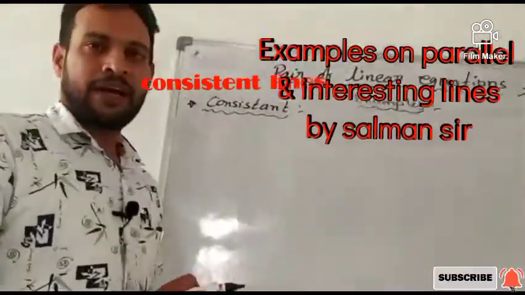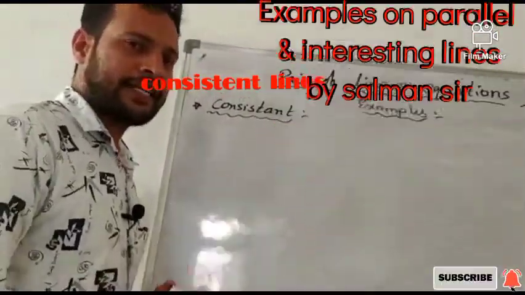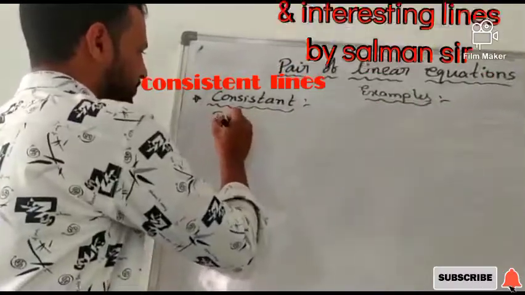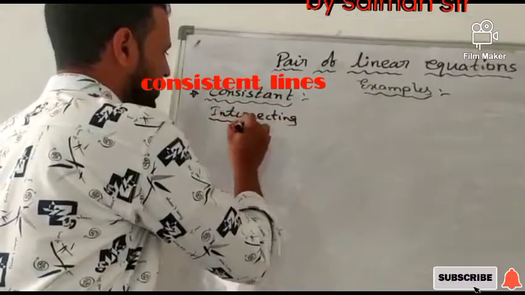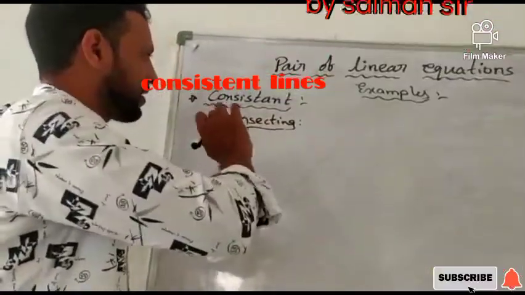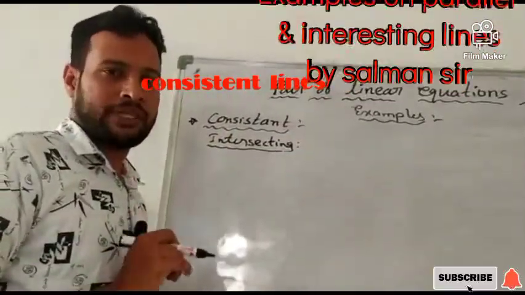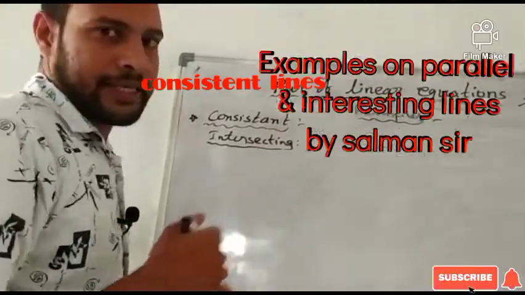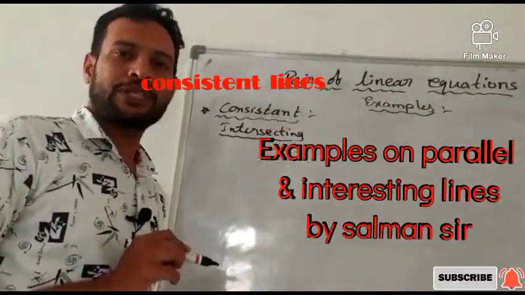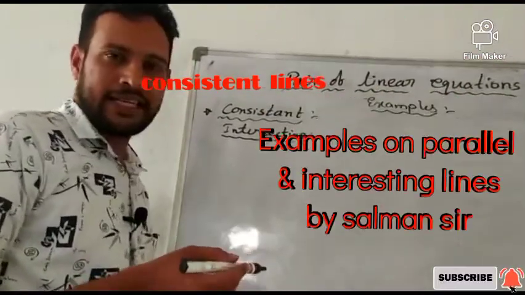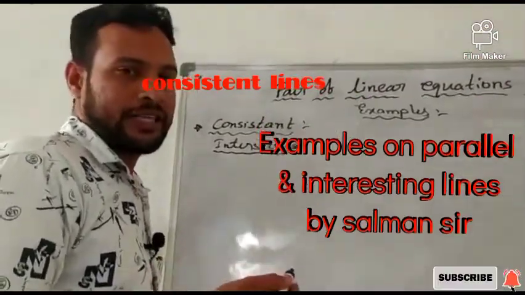So in that, intersecting lines are there. Intersecting lines are also called consistent. Why? Because intersecting lines are called consistent. They have a common point, that is the intersecting point. By seeing the equations, you can say whether the given lines are intersecting or not intersecting.